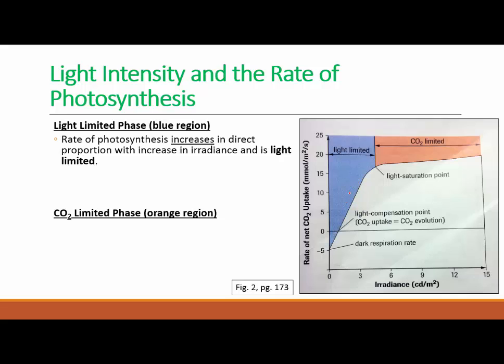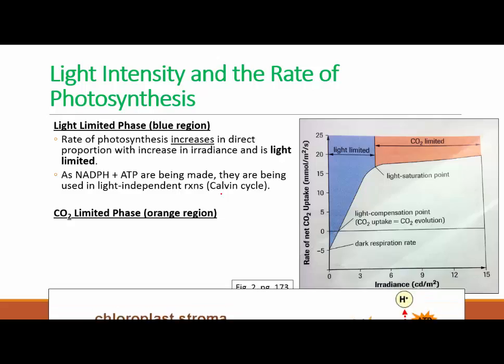So basically what that means is as you continue to shine light, the plant is going to be producing NADPH and ATP, as you know, from the light reactions. And the more light there is, the more energy to kick those electrons out of the pigments and down the ETS, pump hydrogen, and eventually make ATP and NADPH.